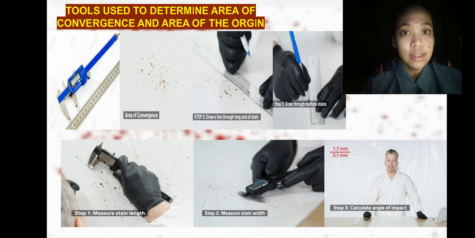Next naman natin is the tools used to determine the area of convergence and the area of origin. Unang-una, gumagamit sila ng mga elastic strings and protractors para ma-measure. First to do is the area of convergence, and step 2 is gumagamit sila ng ruler and pen, and nagdo-draw sila ng mga lines through the axis of stains, and next is to draw through the multiple stains, para mas ma-identify din nila kung saan ba nanggaling yung bloodshed.